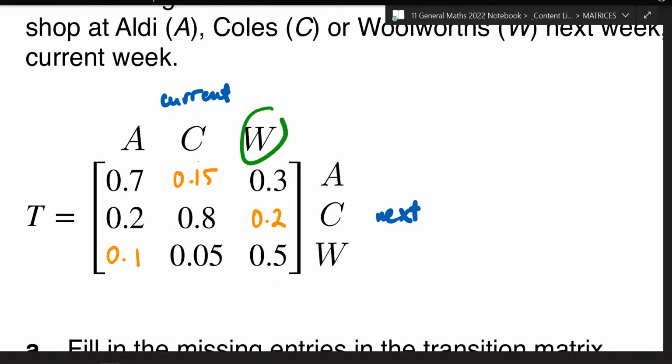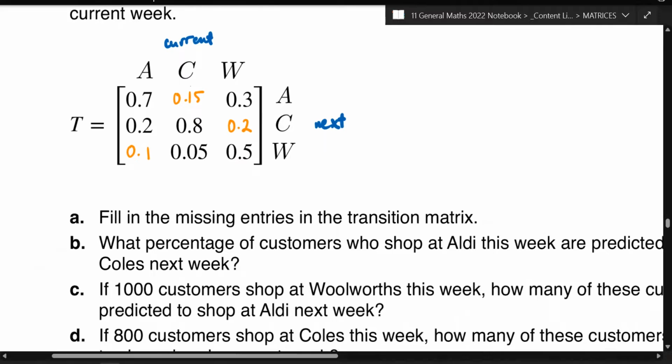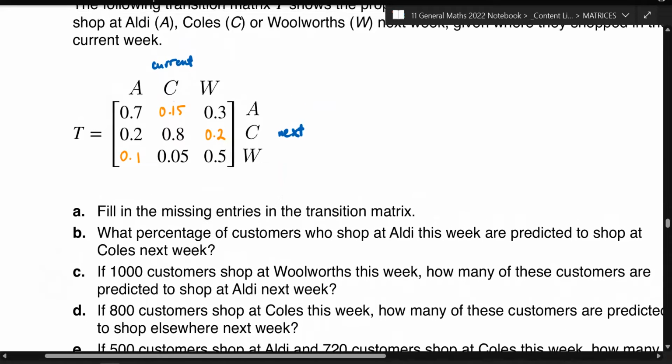If I'm at Woolies, I have a 30% chance of going to Aldi next week. If I'm at Woolies, I have a 20% chance of going to Coles. And if I'm at Woolies, I have a 50% chance of going back to Woolies the week after. So that's how we read this: current to the next. We've done the first part, filling in the entries in the transition matrix.